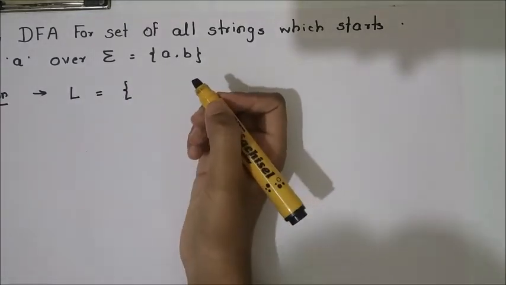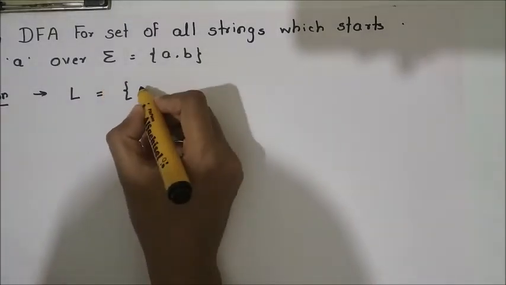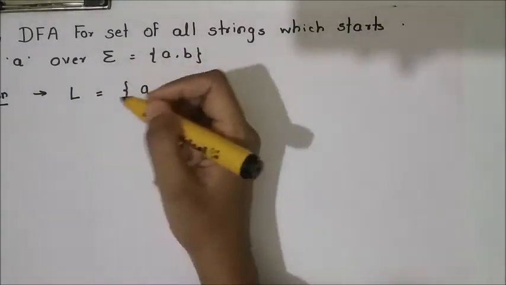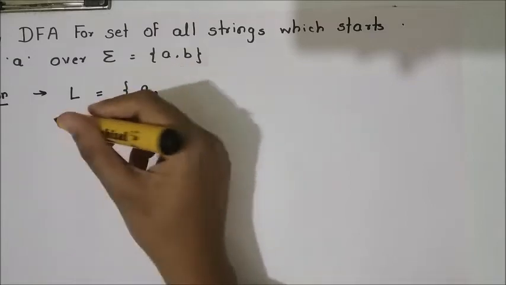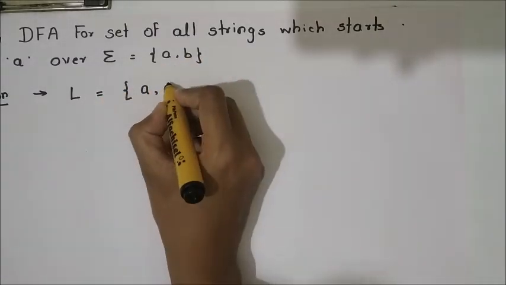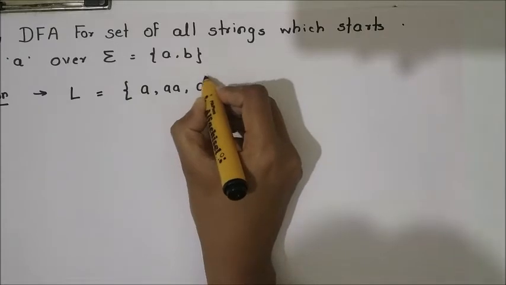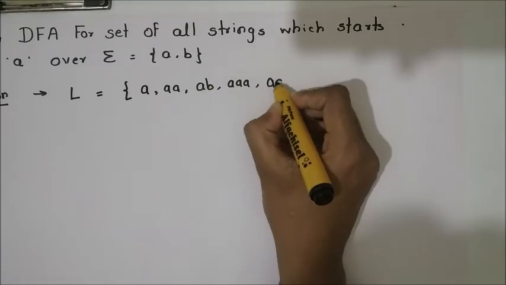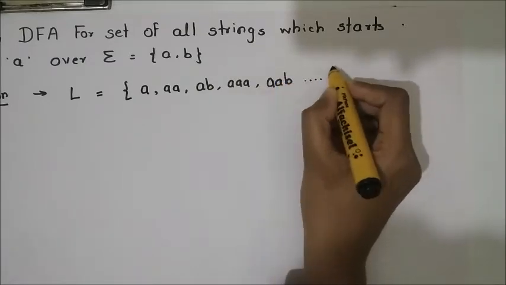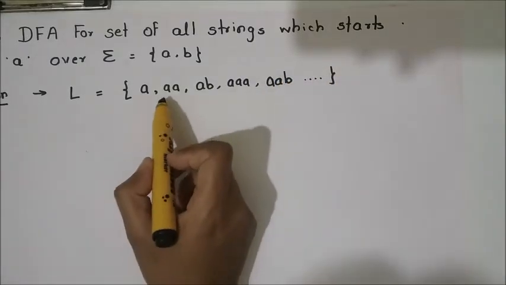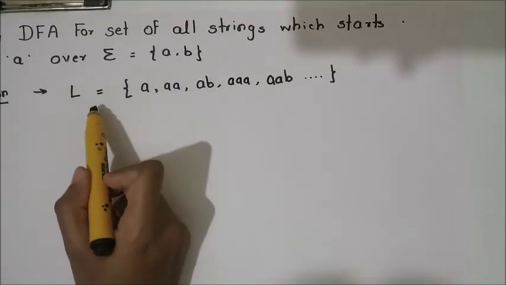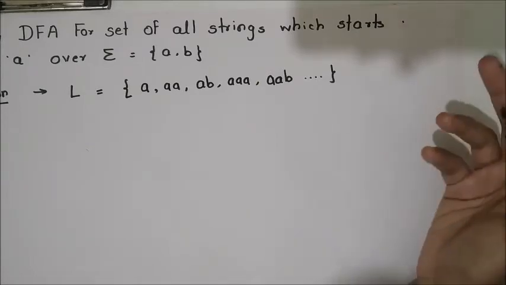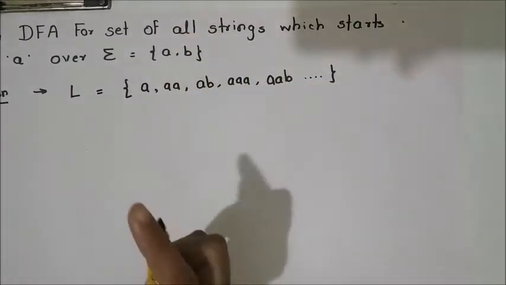The minimum string accepted by this DFA is A. Epsilon is not accepted by the DFA, so the minimum length string in this language is A. Then AA, AB, AAA, AAB. All the strings that start with A will be present in this language. Now if I consider the string BAB or BA, it will be rejected by this language.